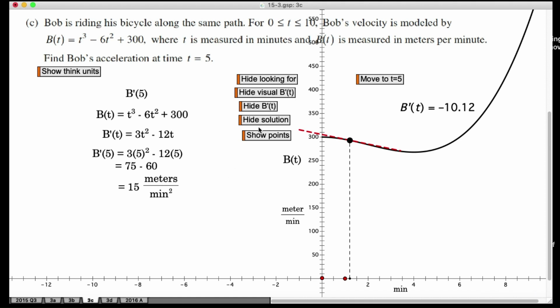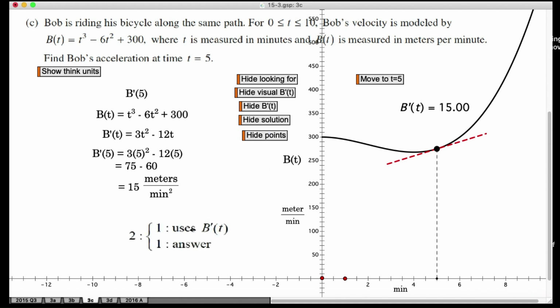Just to show you, I can move it to time t equals 5, and here's the slope of this function at t equals 5. Another way of looking at this is that the slope of this tangent line is change in y over change in x. The change in y is in meters per minute, divided by change in x, which is in minutes. So meters per minute divided by minutes is meters per minute squared, which is also acceleration.